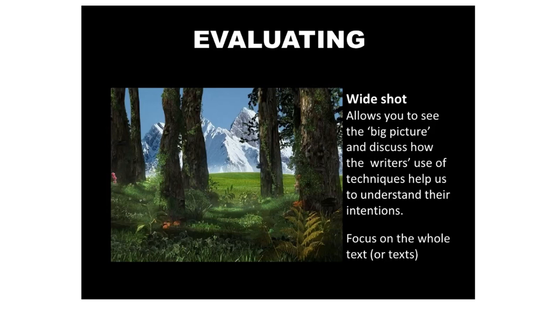Okay, look at the big picture and discuss the writer's use of techniques and how the writer's use of techniques helps us understand the writer's intention. And that's a key thing to be asking yourself. What is Steinbeck's intention here? How does he want us to feel about this character of Curly's wife? Or how does he want us to feel about women in general? Or how does he want us to feel about loneliness in general?